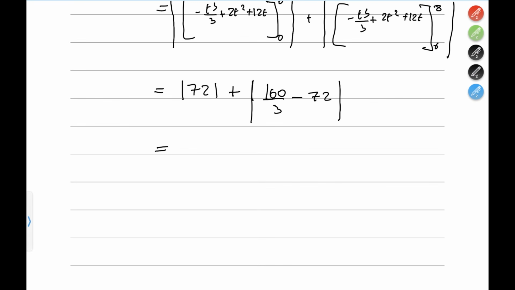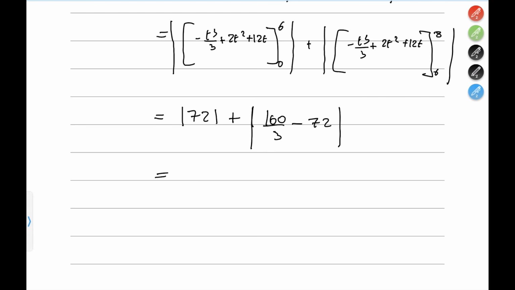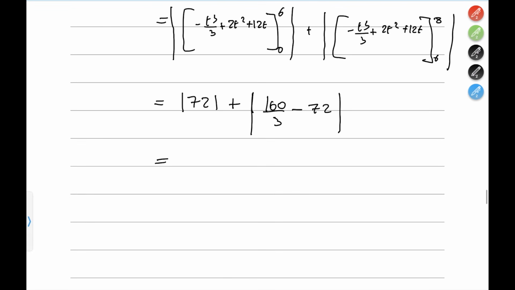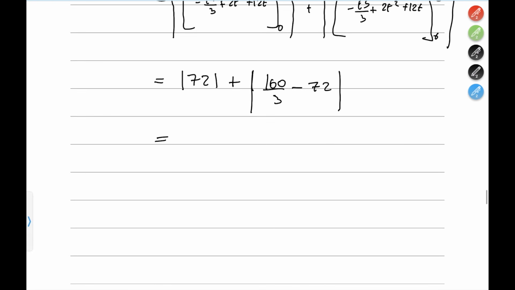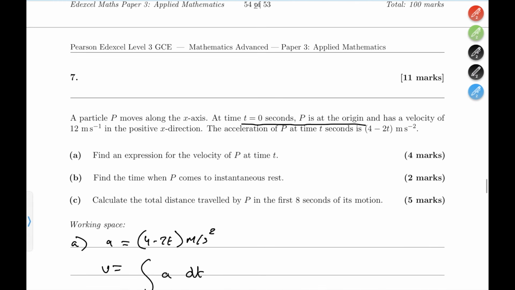Sorry, hang on a second. It should be minus. Yes, it should be minus 72. Now, if we add this together, so 72 plus the absolute value of 160 over 3 minus 72, that will give us 72 plus 56 over 3, which gives us 272 over 3 meters. So remember your units there. So that is the last part of the first part of question 7.